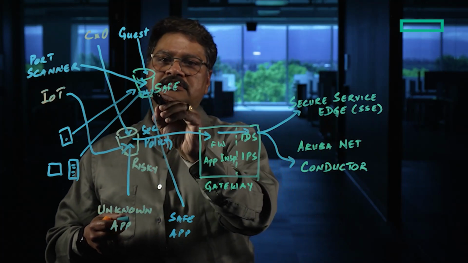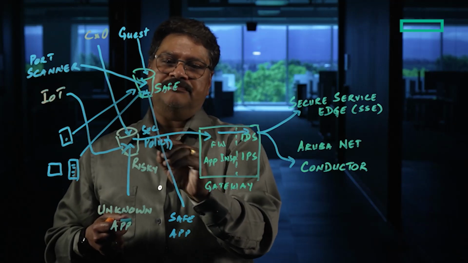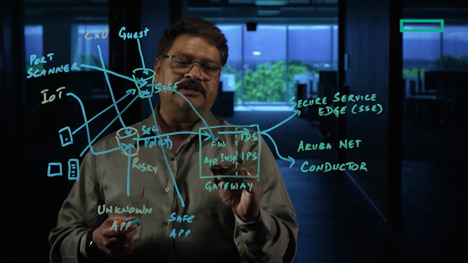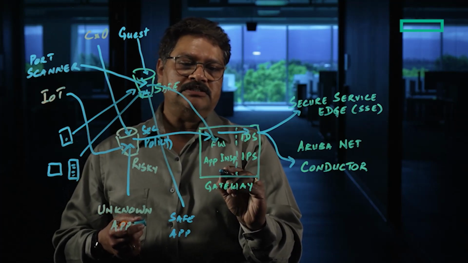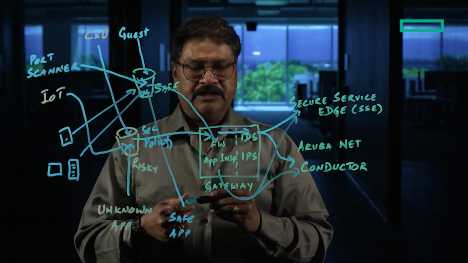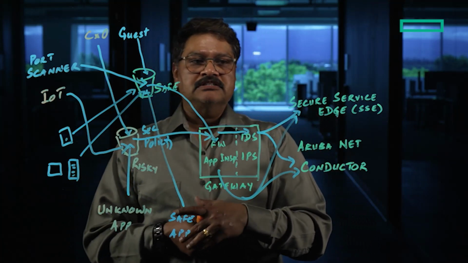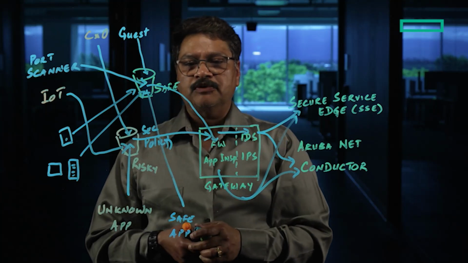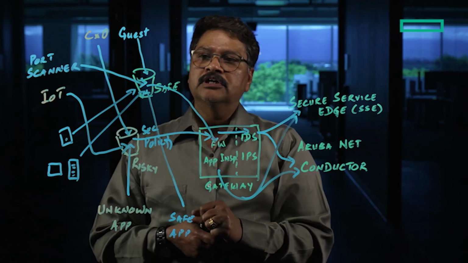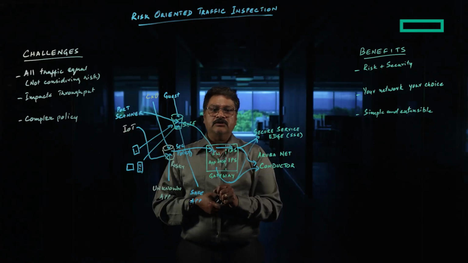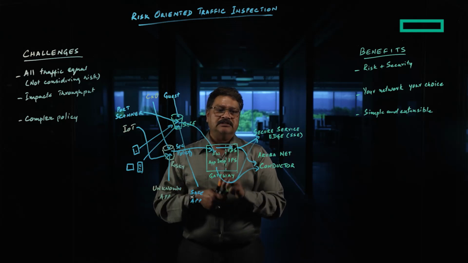Now anything that is coming from the safe bucket, because it's considered safe and you didn't apply a security policy, all it does is go into your basic firewalling functions and your routing functions, and then it goes off similarly into your SSE or your Aruba Net Conductor. From a benefit standpoint, we are securing your infrastructure and your network based on specific risk profile, by giving you the flexibility to write your own policies or classify in your own way. This way, it simplifies, abstracts and eventually extends all of your functionality, not only for security policies, but for other things as well.